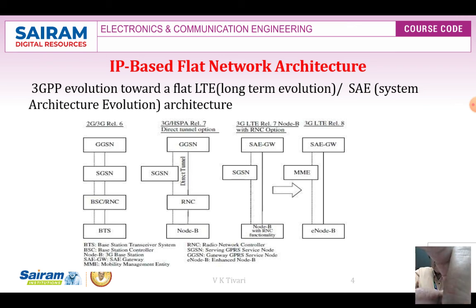The Node B is included, with the RNC, into the SAE technology gateway, the 3G LTE release 7 Node B with RNC options. You see in release 7 the gateway itself becomes SAE, and the RNC is included there, and that is the service provider where the node is already connected.